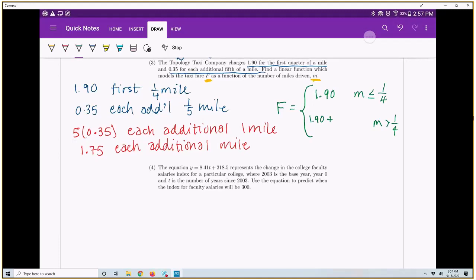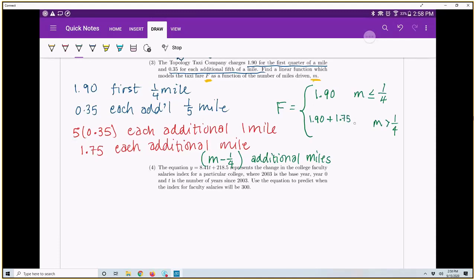So I don't want to write 1.75 times m. That's close, but that's not exactly right, because I need to take into account the fact that I already paid for the first 1/4 of a mile. So I need to say m minus 1/4. That should give me the number of additional miles. So m is the total number of miles for my trip. If I subtract the 1/4 mile that I already paid for, then it gives me the number of additional miles. And I'm paying $1.75 per additional mile.